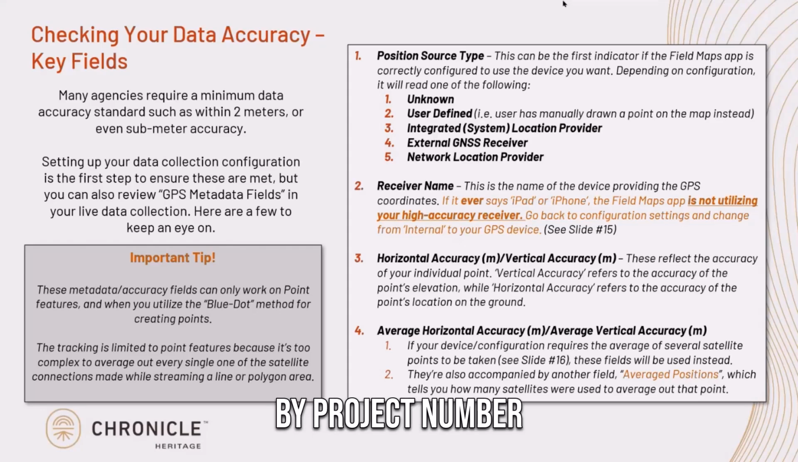External GNSS receiver is going to be the one that the majority of our company will likely see, meaning it is indeed pulling from a unit that you have paired to your main device, like your iPad. A network location provider, we don't see this one. It can populate from something like an RTK system, so that may come into focus as our company expands what sort of GPS we utilize for our fieldwork. And all of them will be automatically filled in based on your configuration.